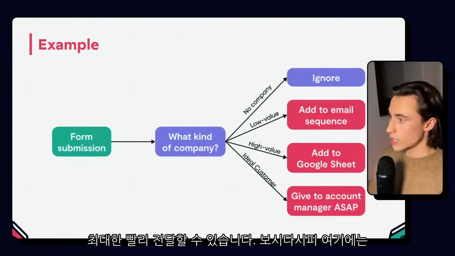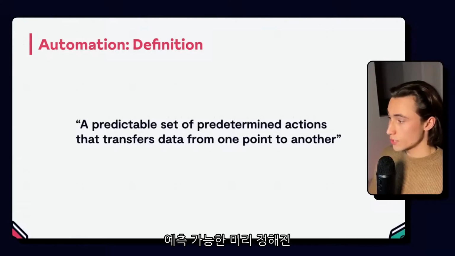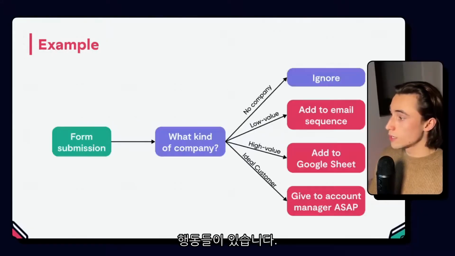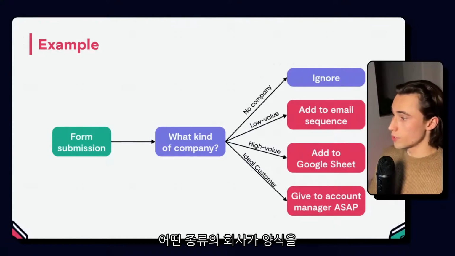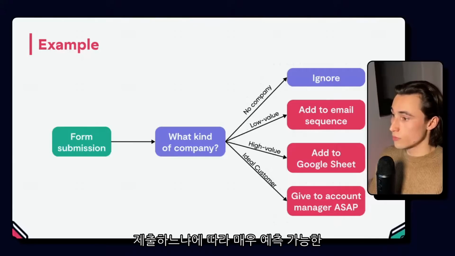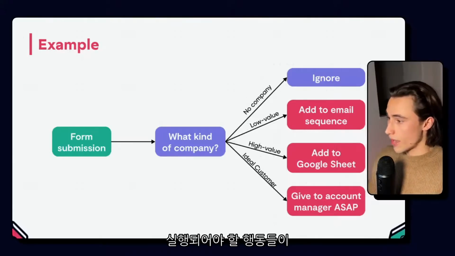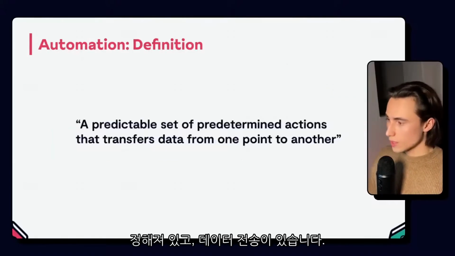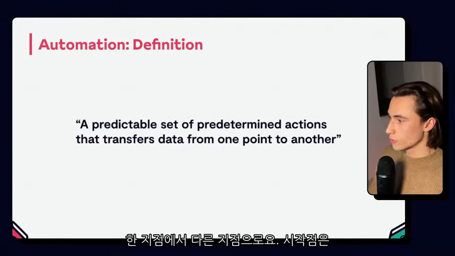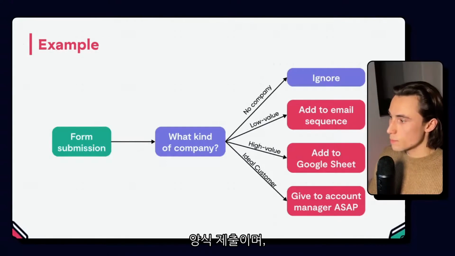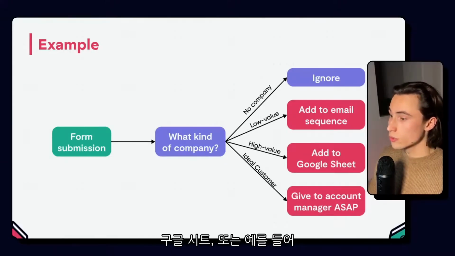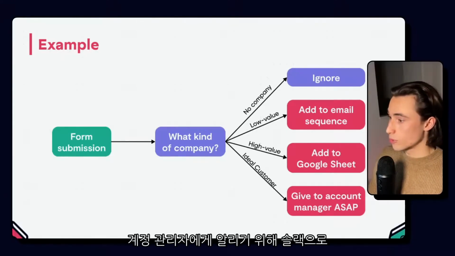So as you can see here, we have a predictable set of predetermined actions. Depending on which kind of company is submitting the form, we have a very predictable set of actions that need to be executed. And we have a data transfer from one point to another, the starting point being the form submission. And depending on what kind of company is submitting the form, we're going to be transferring the data to either an email tool, a Google Sheets, or for example, Slack to notify the account manager.